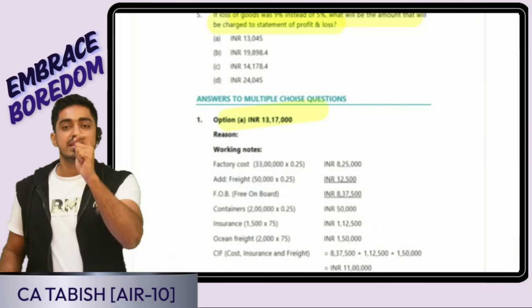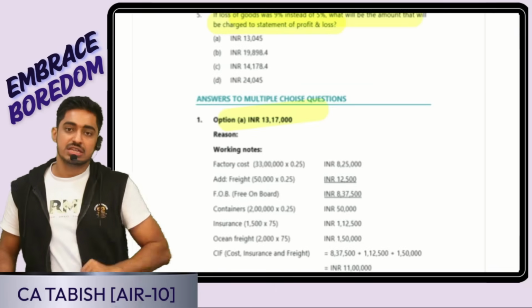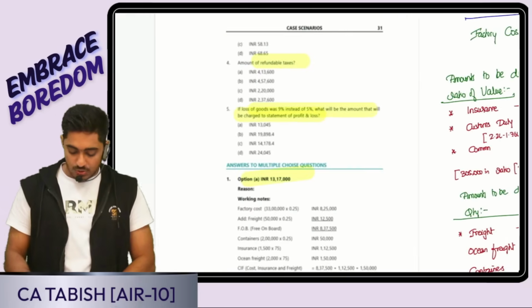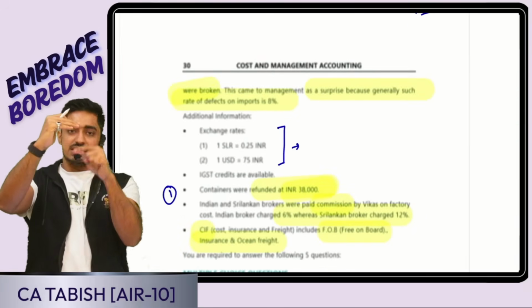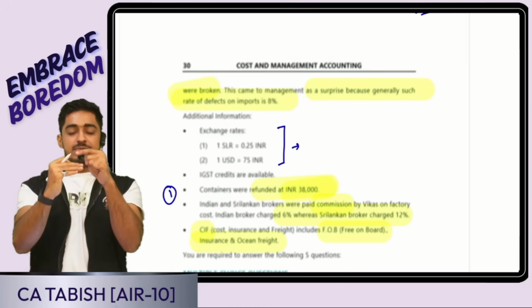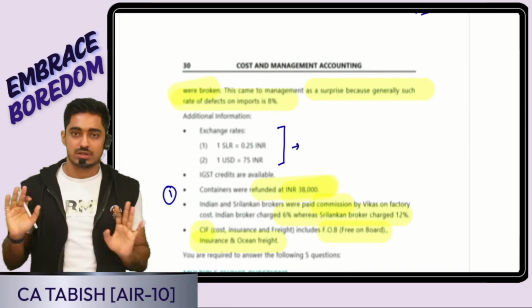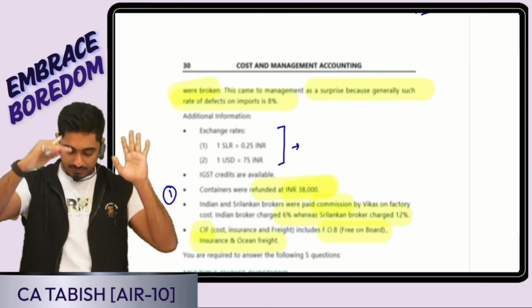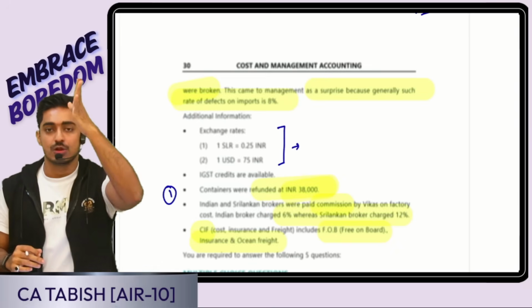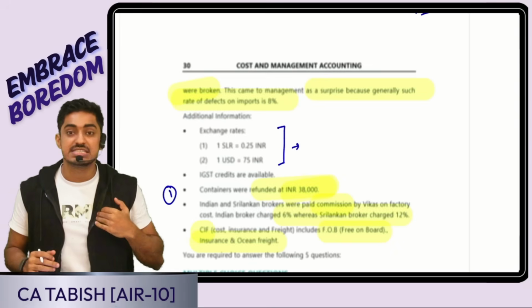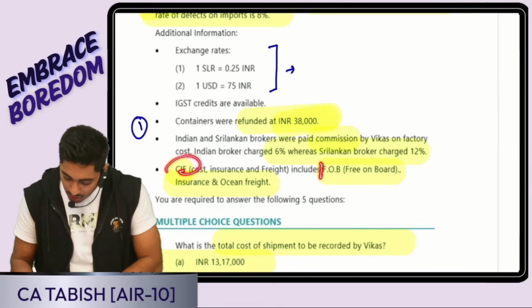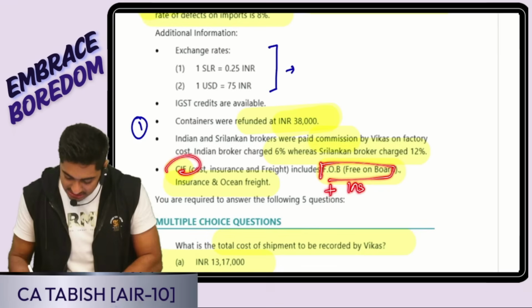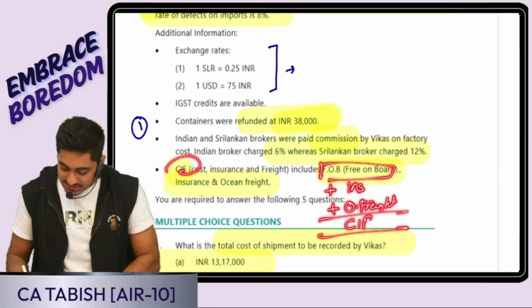Perfect. But here there is a catch, a mistake in the institute's solution. Okay, sir, what is the mistake? Now tell me, customs duty I will be charging on the CIF. IGST I will be charging on the CIF plus customs duty. So for that my CIF should be perfect. What did the question tell? Question told my CIF is nothing but free on board plus insurance plus ocean freight. Yes or no? It's a technical term, CIF.